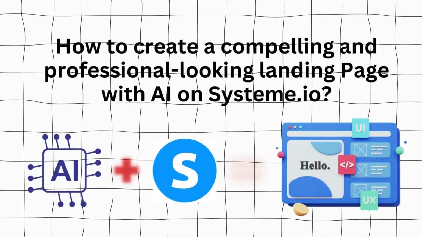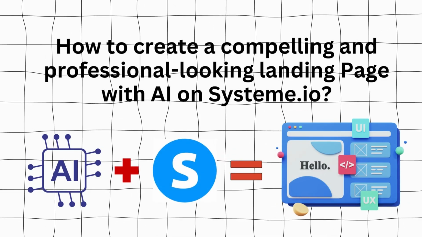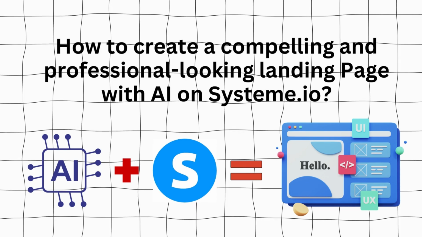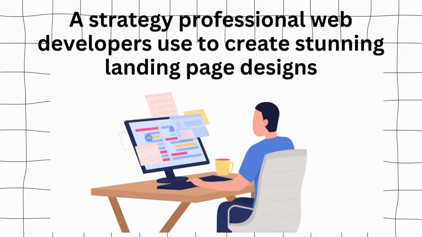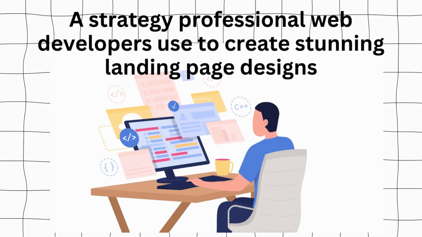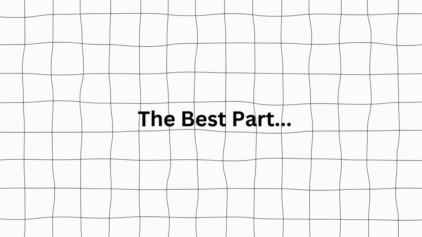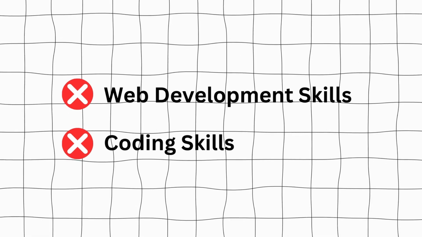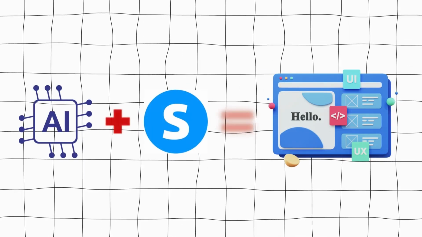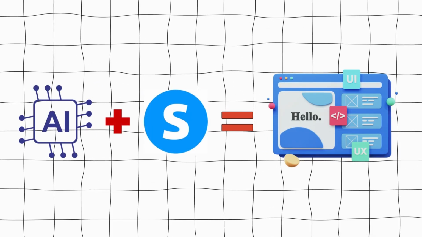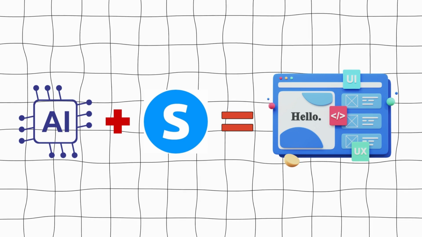In today's video, I will show you how to create a compelling and professional looking landing page using AI completely free with System.io. I will show a strategy that professional developers use to create stunning landing pages, but here is the best part. You don't need any web development skills or coding knowledge. With this approach, you can easily create a well-structured, visually appealing landing page using AI inside System.io.